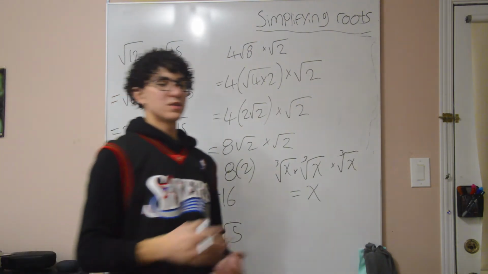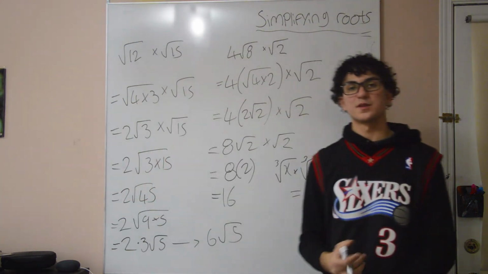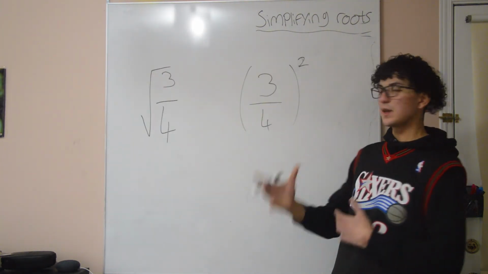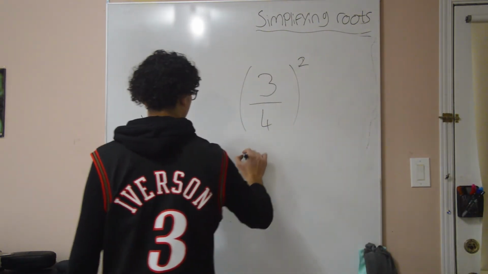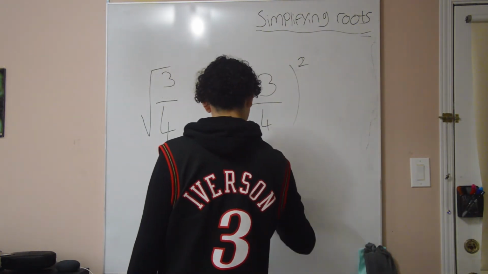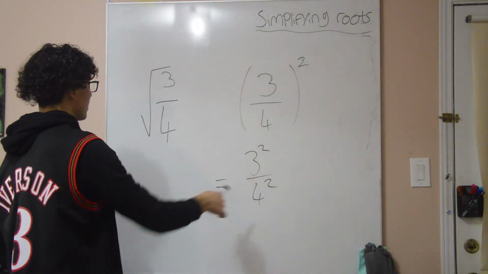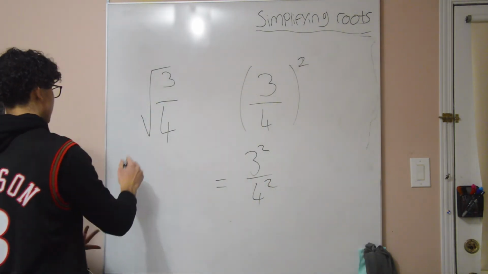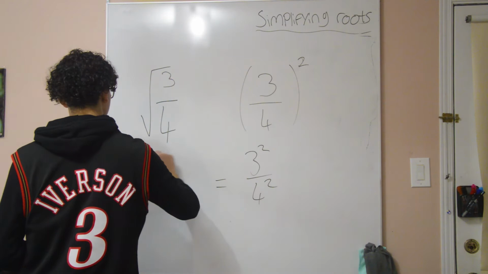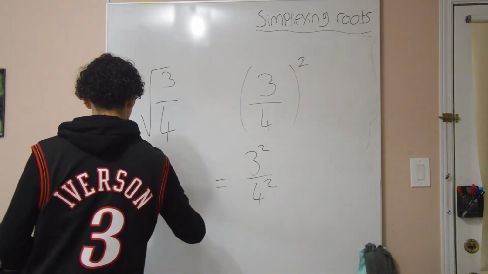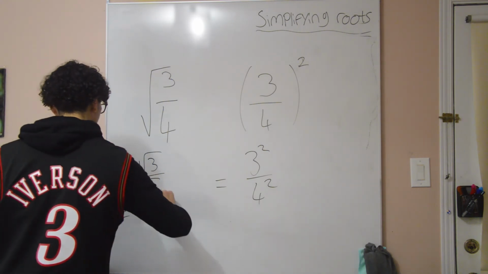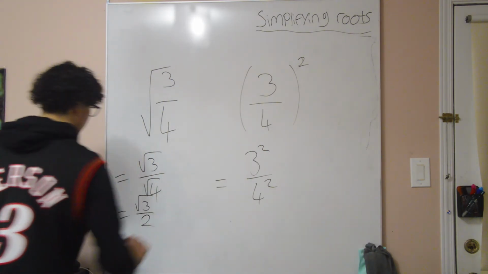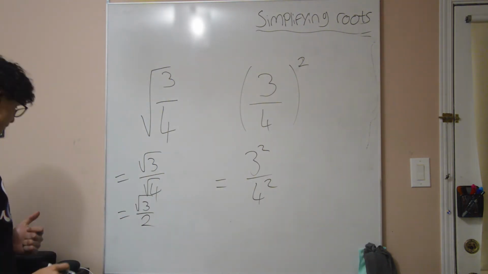So now let's move on to dividing our radical expressions. Okay, so same way we use our exponent rules with fractions, where we just run it through, just like that, we do the same thing when it comes to taking roots. This becomes root 3 over root 4, just like that. And then, well, we know root 4, so it becomes root 3 over 2. That's our final answer here.